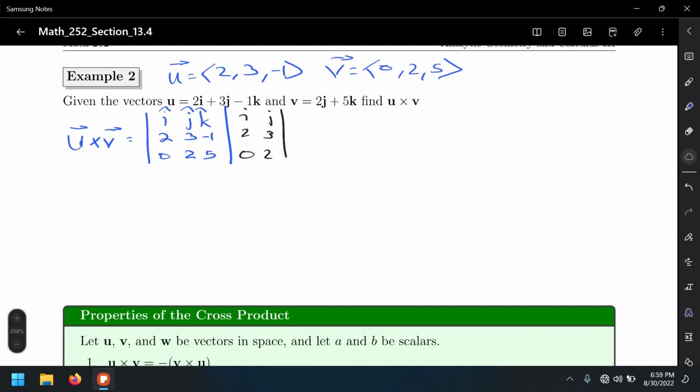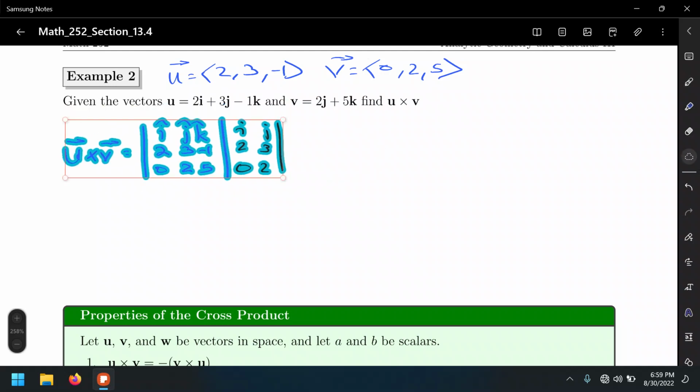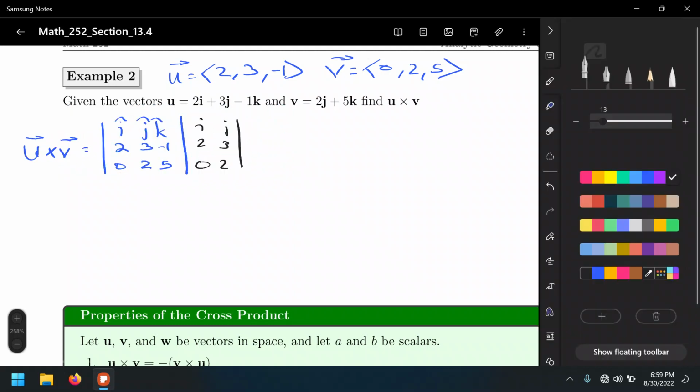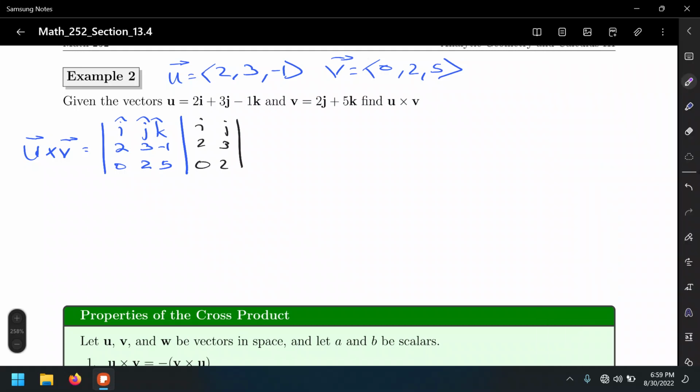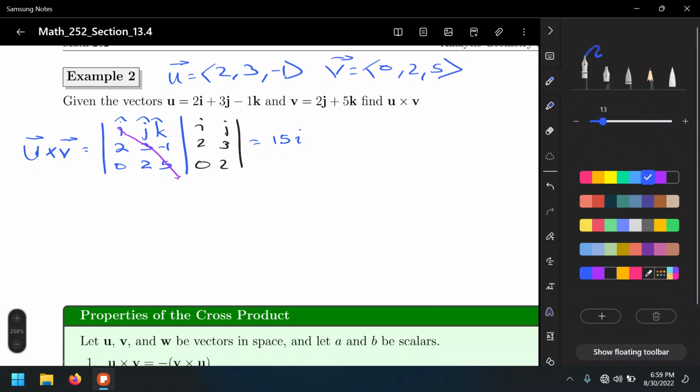All right? And then from here, this is what we do. I'm going to multiply all the diagonals from left to right this way. i times 3 times 5. What do we get when we multiply those? Isn't that 15i? And then the next product here, j times -1 times 0. Isn't that 0? Well, let me just write it as 0j. And then the third product, k times 2 times 2, isn't that 4k?